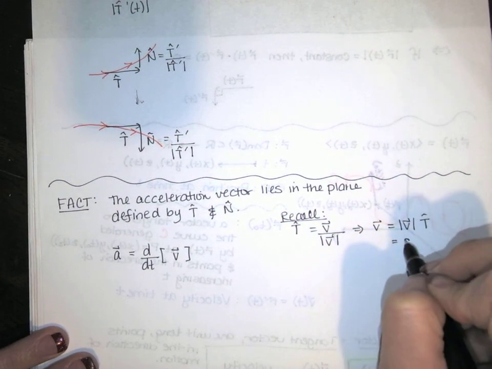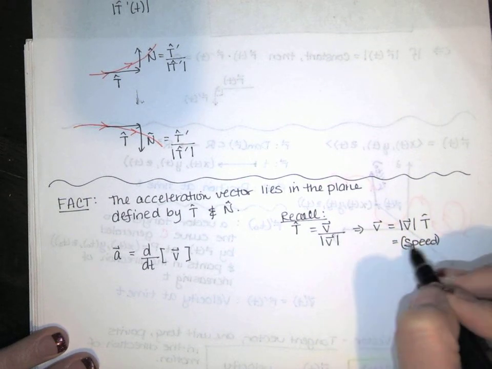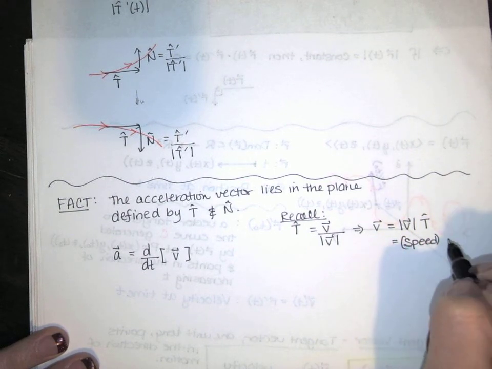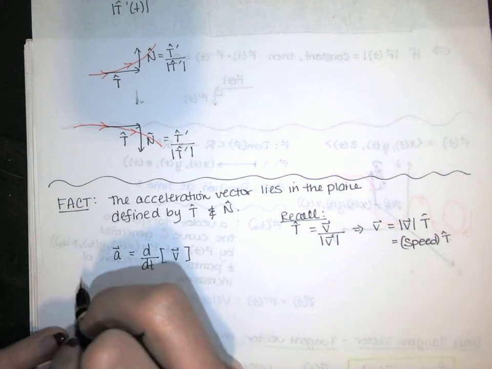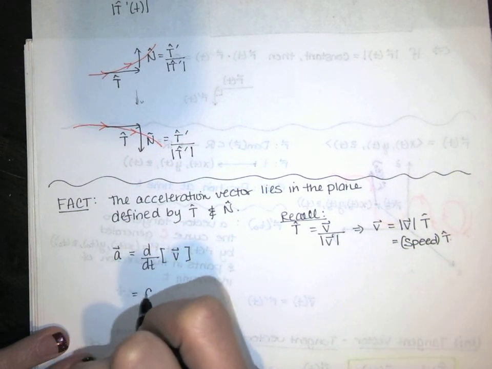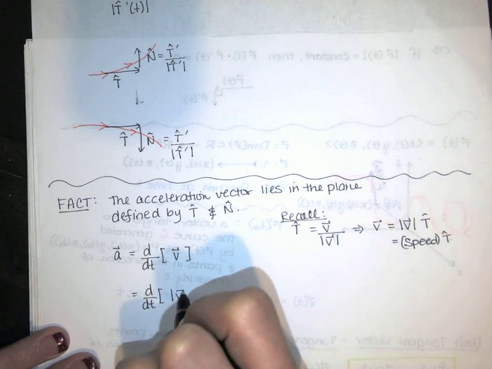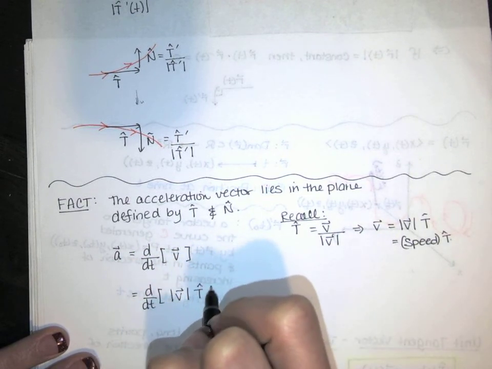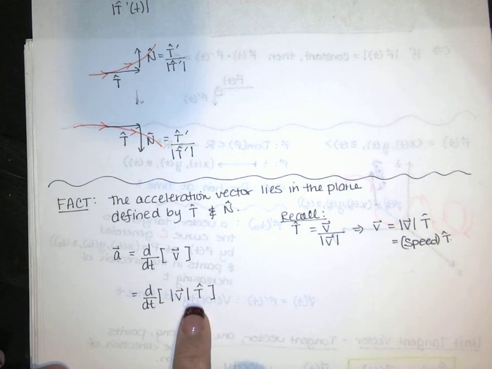Or if you prefer to think physically, that's the speed. The magnitude of the velocity is the speed. And we're multiplying it by t hat. That's the direction that we're going. So acceleration is defined to be the derivative of velocity, which I can now think of as the speed times that unit tangent, which points in the direction of motion.